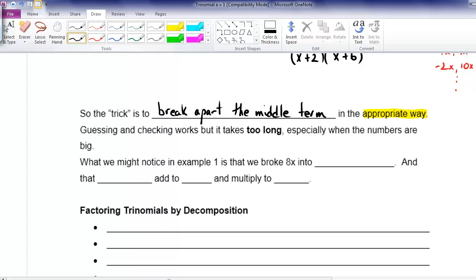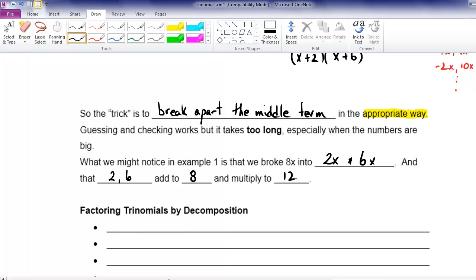What I want you to notice in that example above is we broke 8x into 2x and 6x. And I want you to notice that 2 and 6 add up to 8, the middle term, but 2 and 6 also multiply to 12. So this is our little wrinkle. This is our way of making a trinomial into a polynomial that has 4 pieces, and if we can do that, then we can use the exact same factoring technique we learned last day.